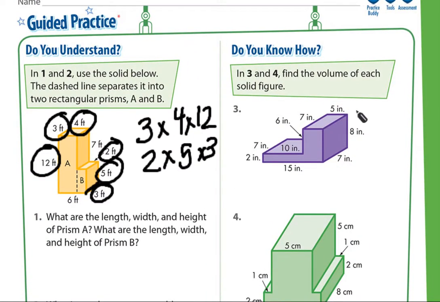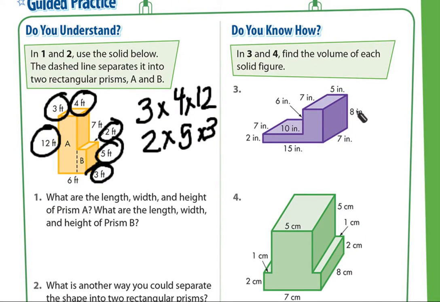So let's just do number 3 one more together. It's really going to be important that you decide how you're splitting up your rectangular prisms, because that will help you when trying to find the volume of these irregular figures. So this one, to me, if I'm looking at it just quickly, I want to split it here. You could split it there, but I want to split it right here.